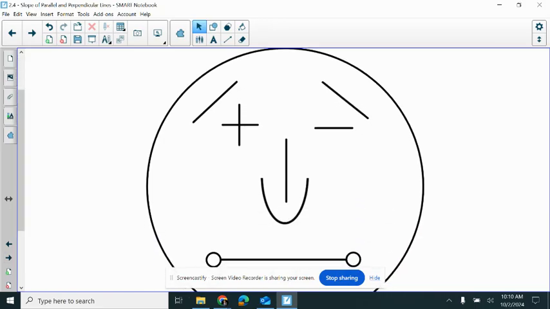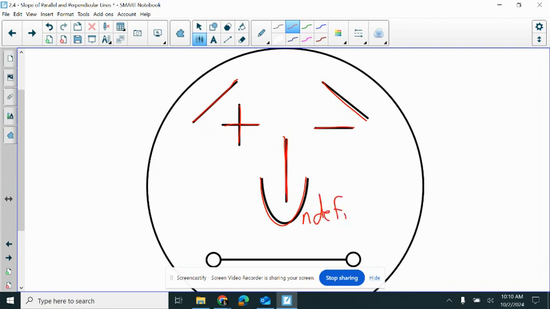So if a line is going up from left to right, then that slope is positive. If the line is going down from left to right, that slope's negative. If we have a vertical line straight up and down, then that slope is undefined. And if you have a horizontal line straight across, it has a slope of 0. So that would be a 0 slope. So when you're looking at a graph, you should first be thinking, is it positive, is it negative, is it undefined, or is it 0?